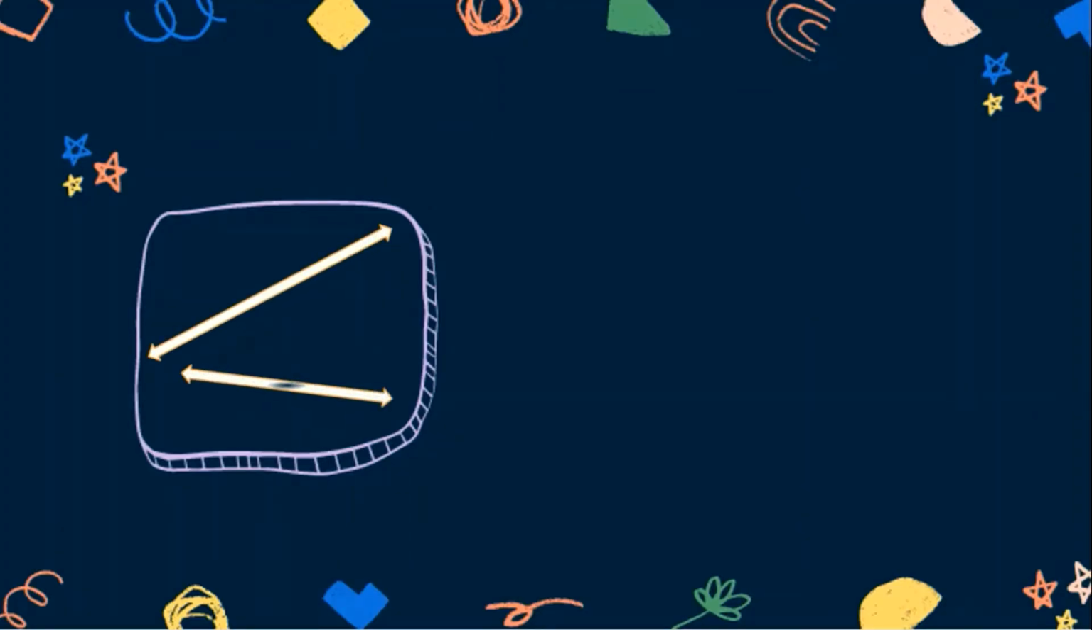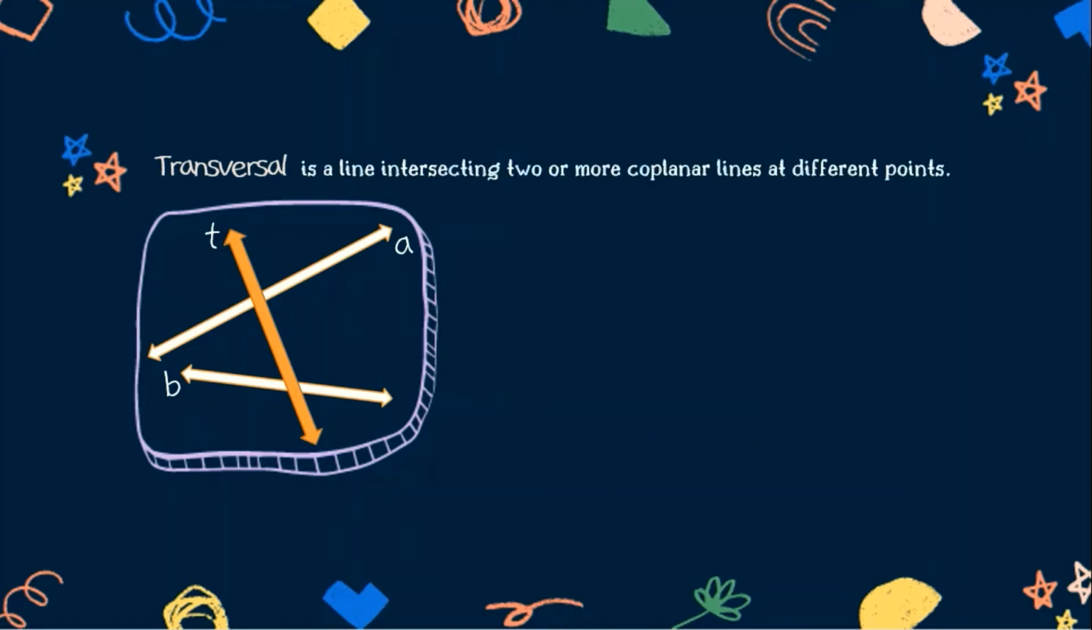So if we have here 2 lines, line A and B, and both of them are cut by another line, line T. This line T is what we call the transversal. Transversal is a line intersecting 2 or more coplanar lines at different points. So, sa isang plane, merong dalawang lines. Itong line T, this is the transversal. Intersect nga yung line A at line B sa dalawang point. This is known as the transversal.